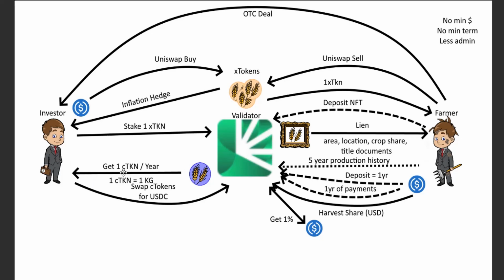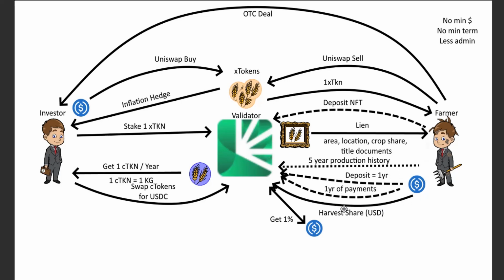Now that you have these C tokens, you want money for them, right? So you can swap them with the contracts for USDC. But where does this USDC come from? The farmer has given up a share of his crop, so he has to sell all of those crops at the end of the year or whenever, and then he gets US dollars and he works with the validator.